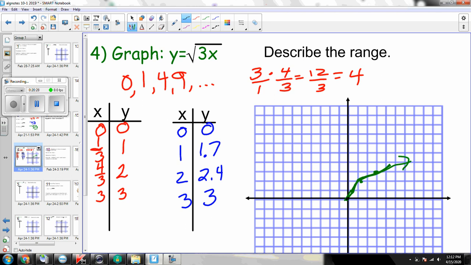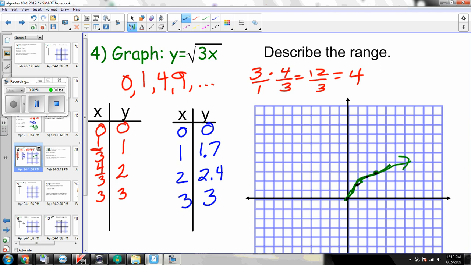Here's 0, 0, 1, 1.7. So if I go right 1, up 1.7 would be here. 2, 2.4 would be about here. And 3, 3 is here. So it really is the same graph. Okay, they are points on the same graph.